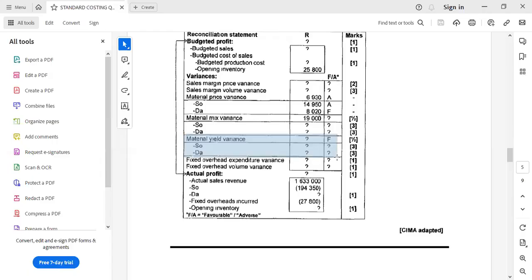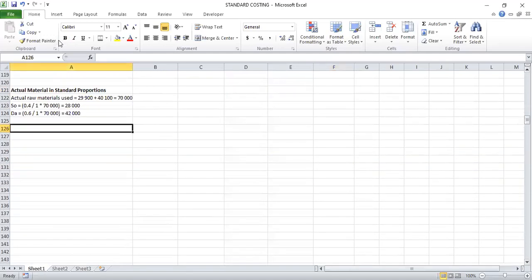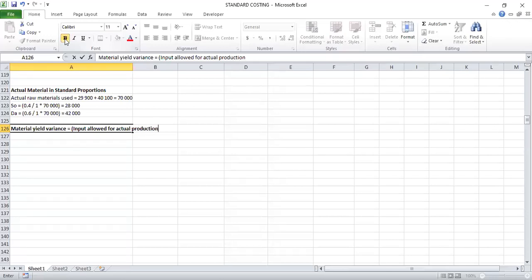Then we have material yield variance. Material yield variance equals input allowed for actual production minus actual inputs in budgeted proportions, or in standard proportions, times standard price.